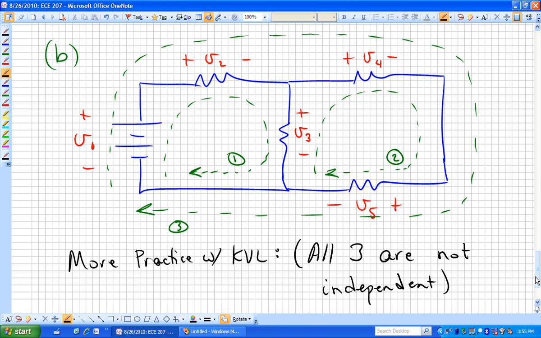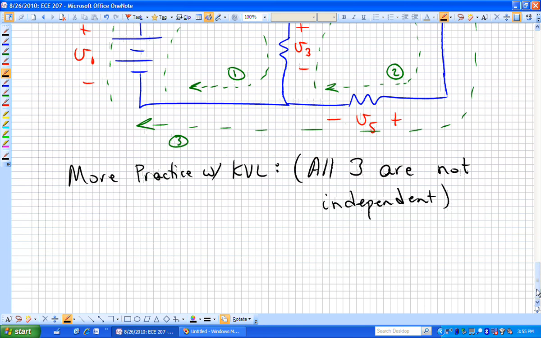We have minus V1 plus V2 plus V3 equals 0. Is that what was said? For mesh 1, we have minus V1 plus V2 plus V3 equaling 0. That's one equation, or one relationship among those voltages that we've labeled. What about mesh 2?